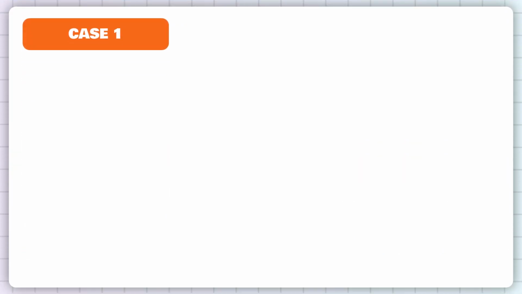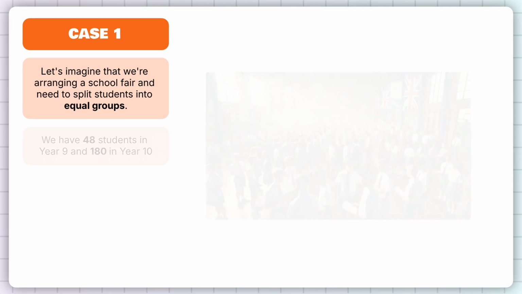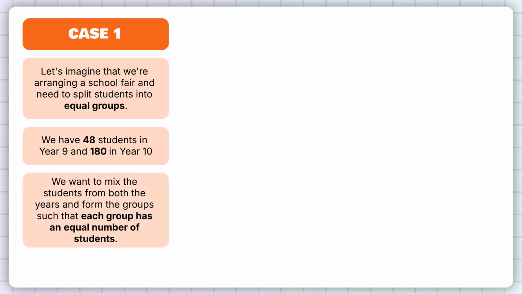For case 1, we will work through a practical scenario of highest common factor, HCF. Let's imagine that we're arranging a school fair and need to split students into equal groups. We have 48 students from Year 10 and 180 students from Year 9. We want to mix the students from both the years and form the groups such that each group has an equal number of students. How can we find the optimal group size? This is where the HCF concept comes into play.